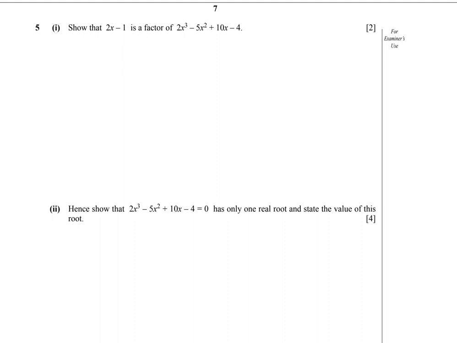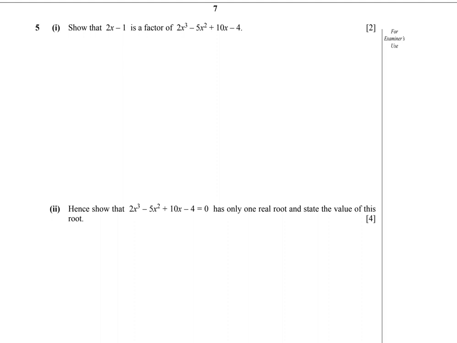Question 5. This question is from factor theorem. This question has two parts. In the first part, we have to show that 2x minus 1 is a factor of the function f(x), that is 2x cubed minus 5x squared plus 10x minus 4, and we will prove it using the factor theorem. In the second part of the question, we have to show that this function has only one real root.